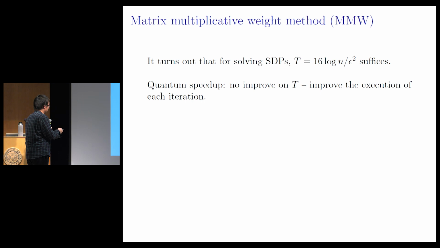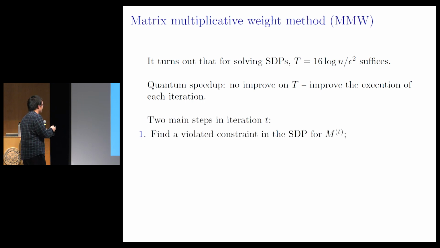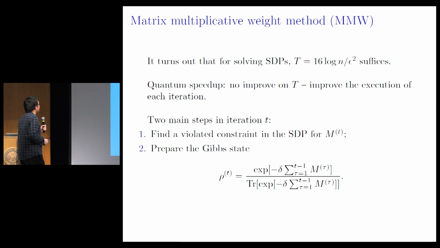Taking a closer look at each iteration, there are two main steps that we need to work with. The first is that we need to find a valid constraint in the SDP, which we want to feed in as this gain matrix M_t here. On the other hand, a very important step is that we need to prepare the Gibbs state rho_t, which is the exponential of the summation of some matrices divided by its corresponding trace. I'm going to discuss these two steps separately.